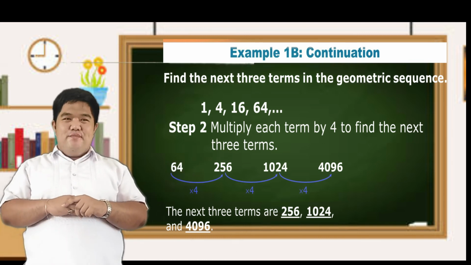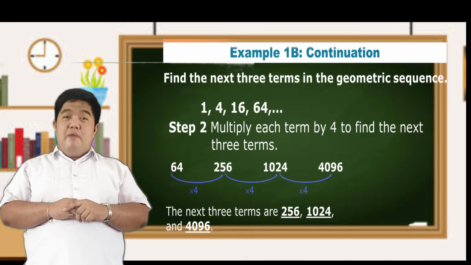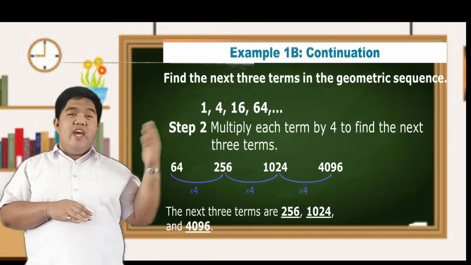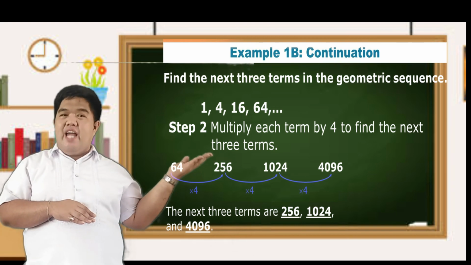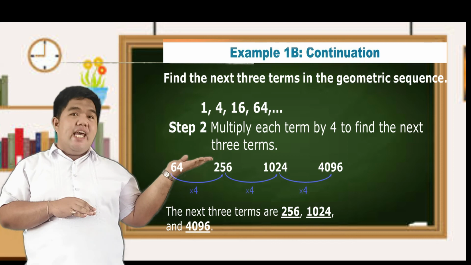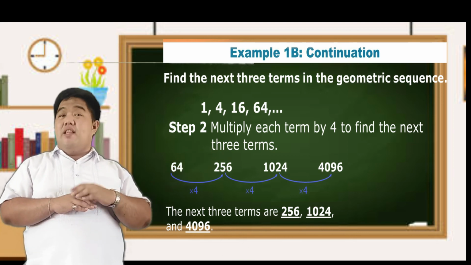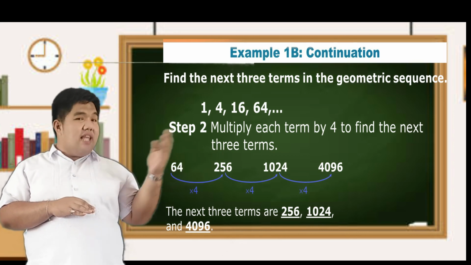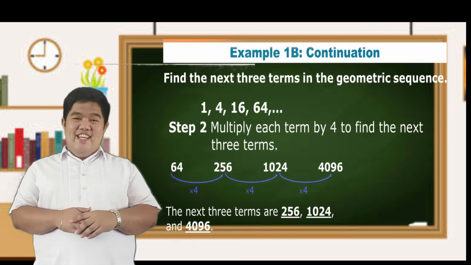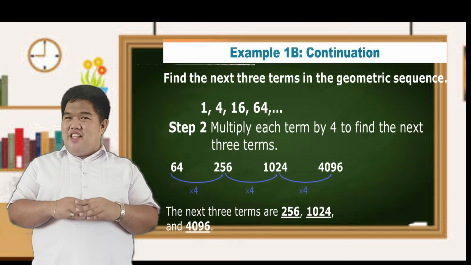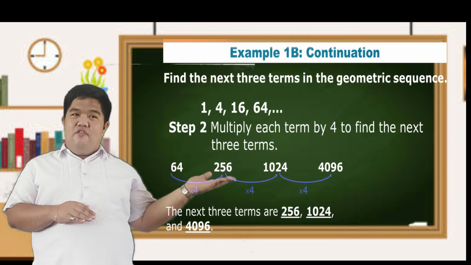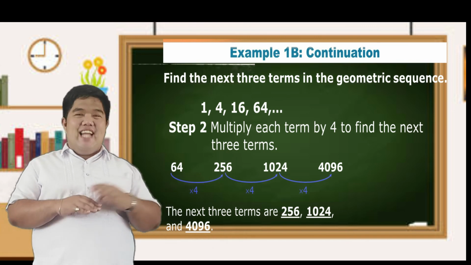Now, step 2. Multiply each term by 4 to find the next three terms. So if I have here 64 multiplied by 4, it's 256. 256 times 4 is 1024. And 1024 times 4 is 4096. Therefore, the next three terms are 256, 1024, and 4096.